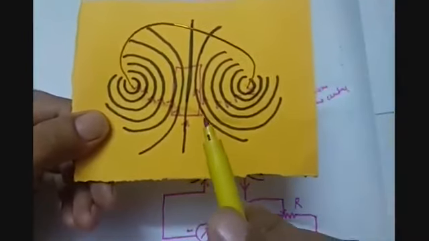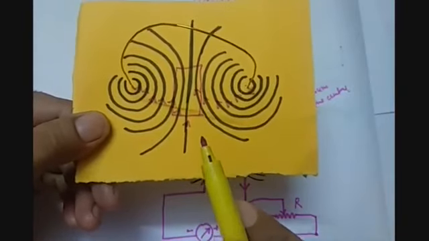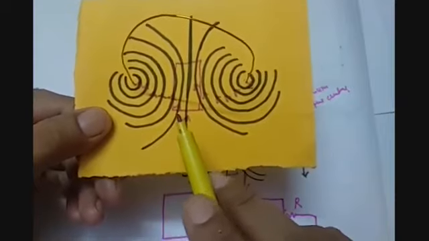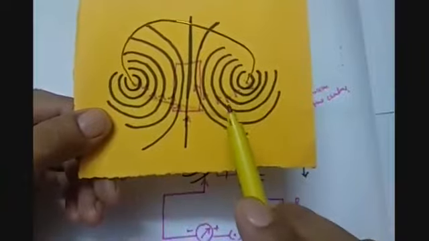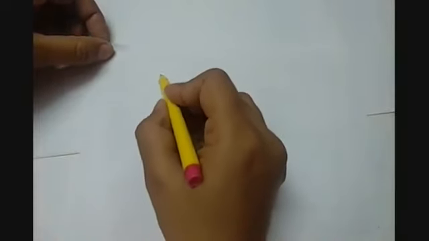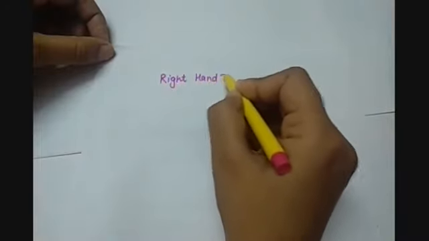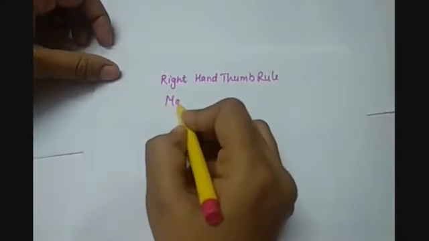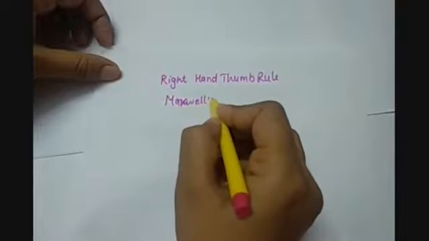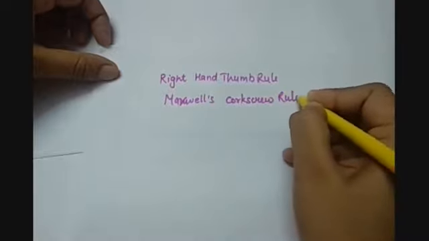There is one more method, which we can call the clock face rule, that we have to understand, which can be used to find the direction of the magnetic field lines around a circular loop. To find the direction of the magnetic field lines, we can apply the right hand thumb rule, which is also called Maxwell's corkscrew rule. Why is it called so?